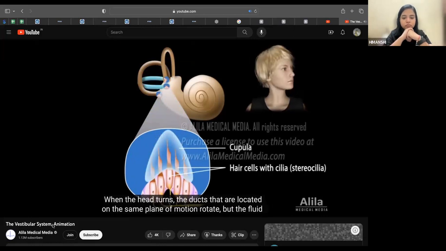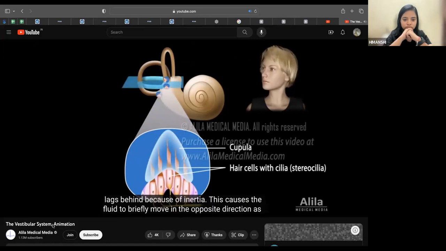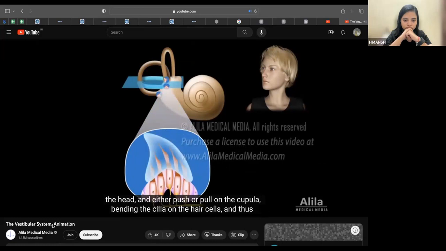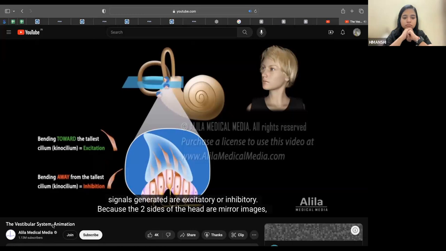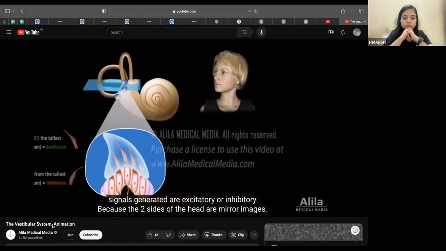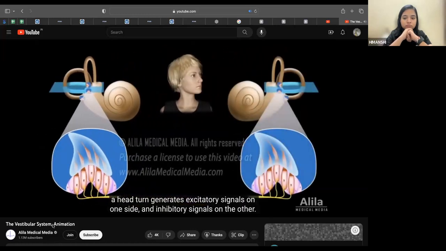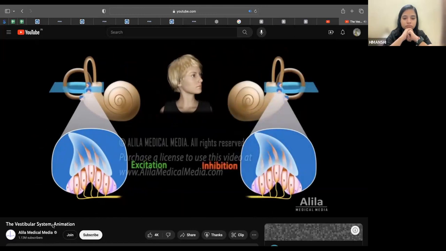When the head turns, the ducts that are located on the same plane of motion rotate, but the fluid lags behind because of inertia. This causes the fluid to briefly move in the opposite direction as the head and either push or pull on the cupula, bending the cilia on the hair cells and thus activating them to send nerve impulses to the brain. The direction of the bend determines if the signals generated are excitatory or inhibitory. Because the 2 sides of the head are mirror images, a head turn generates excitatory signals on one side and inhibitory signals on the other.